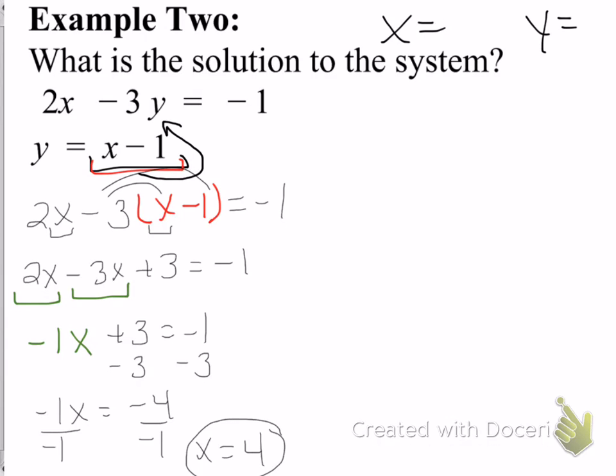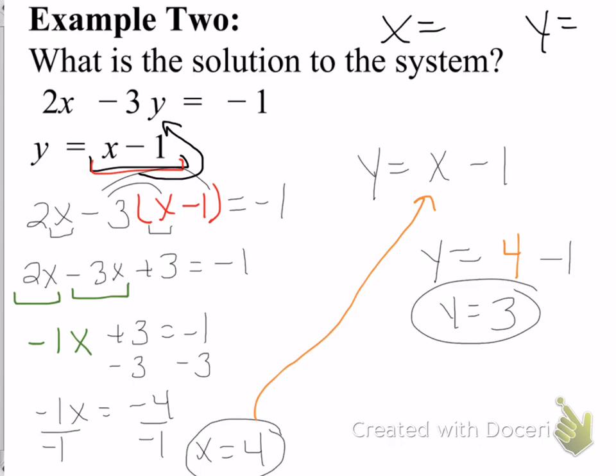Now let's go ahead and find our second. Well, we know our second equation is y equals x minus 1. Well, let's go ahead and plug that x value in for this x. So we'll have y equals 4 and then minus 1. And 4 minus 1 gives you 3.